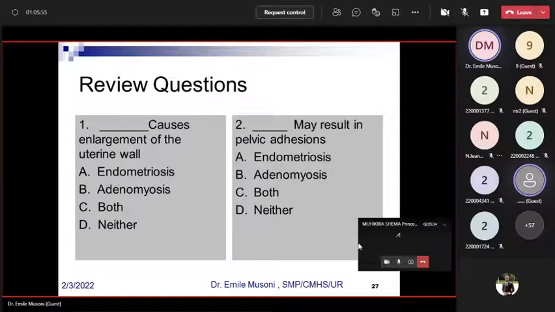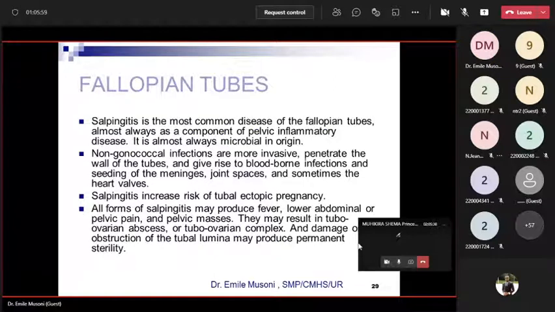This is a review question. Read it yourself. Any question about the body of the uterus? Any question before we go to the fallopian tube?